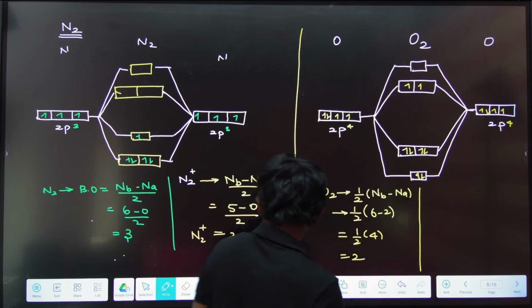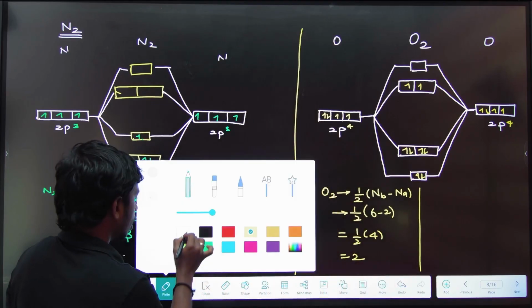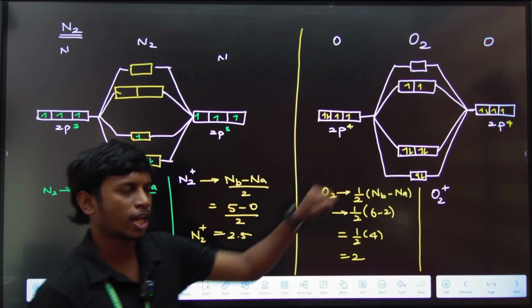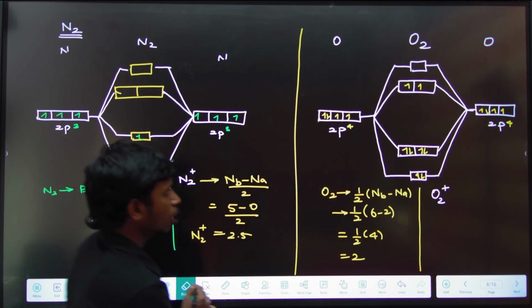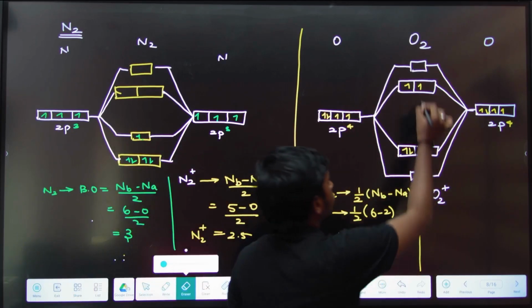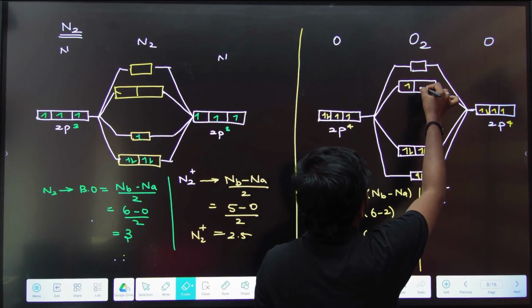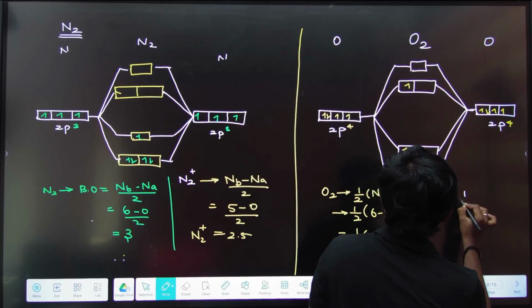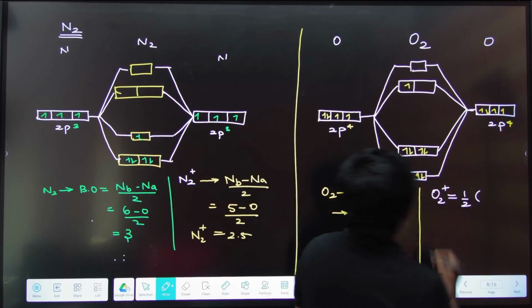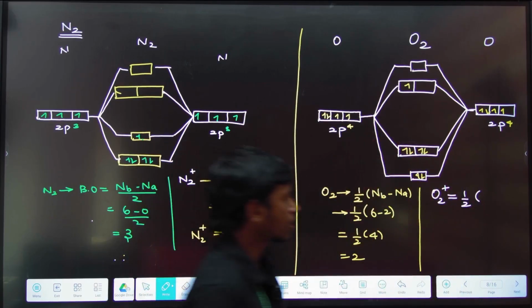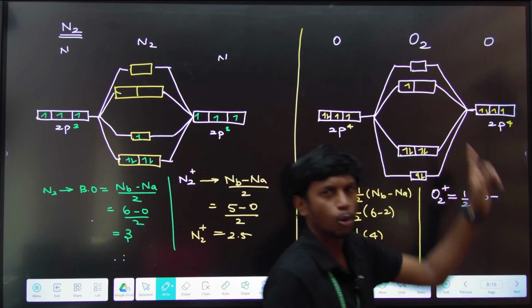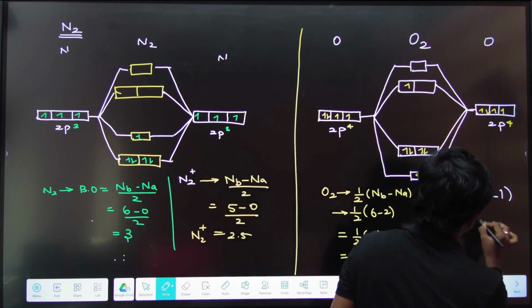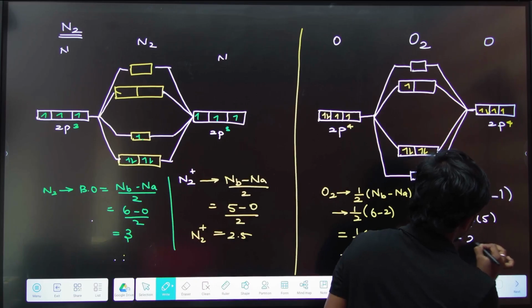This is O2. If it is O2 plus, we will remove one electron. Okay? I remove the uppermost electron, I have removed this one. So what would my bond order be? It is equal to half into, in bonding there are still 6 electrons, 6 minus, in anti-bonding there is now only one electron, 6 minus 1 divided by 2, equal to half into 5, which means 2.5.